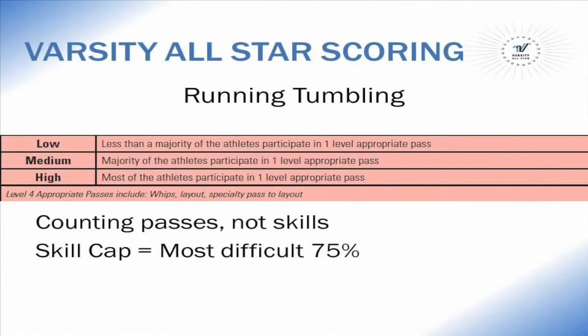In running tumbling, please review the rubric for low, medium, and high. And remember, once again, we are counting passes, not skills, and we are applying the skill cap to the high sub-range. What this means is you are looking for the most difficult 75% of the passes when rewarding your points. So for a team of 20, you're looking for the 15 most difficult level appropriate passes. A team cannot outscore another team because they have 20 level appropriate passes. We are looking for the team with the most difficult level appropriate passes.